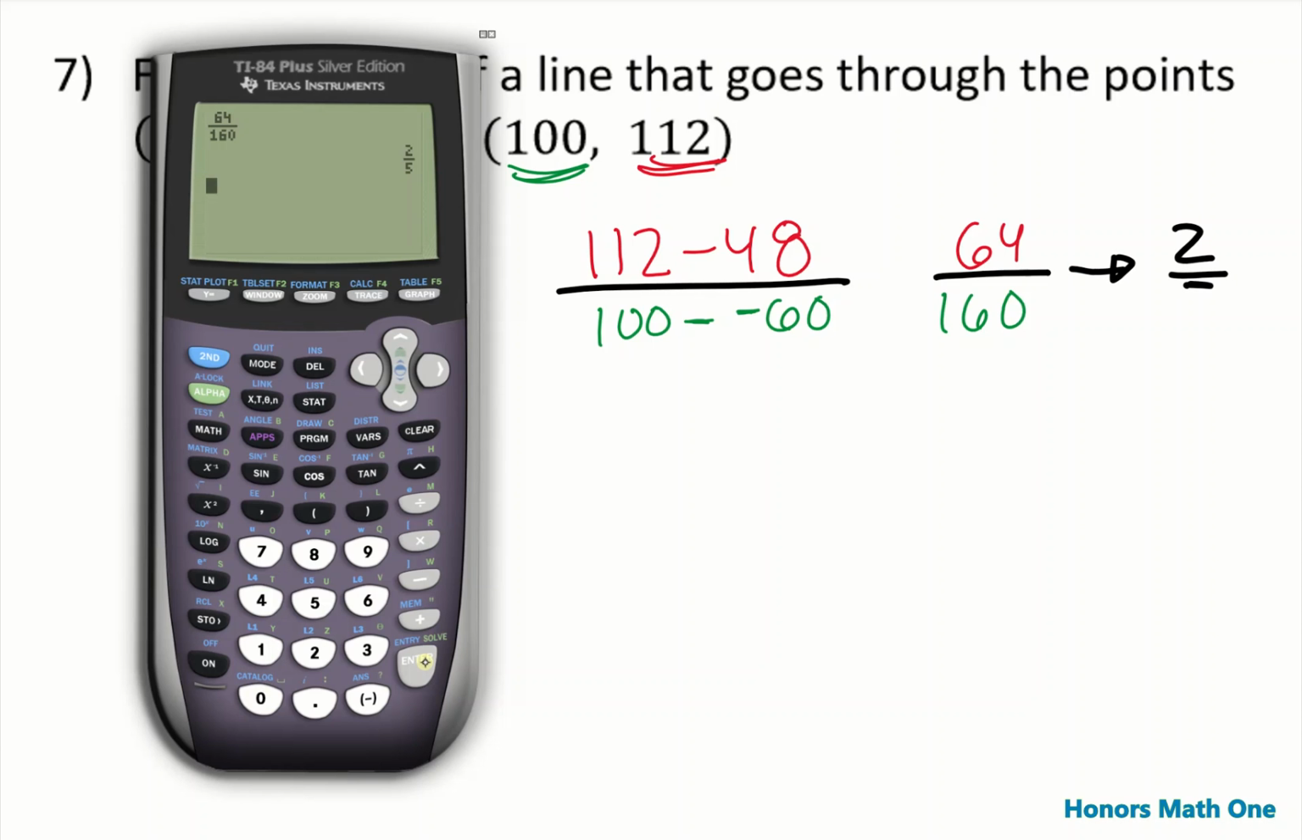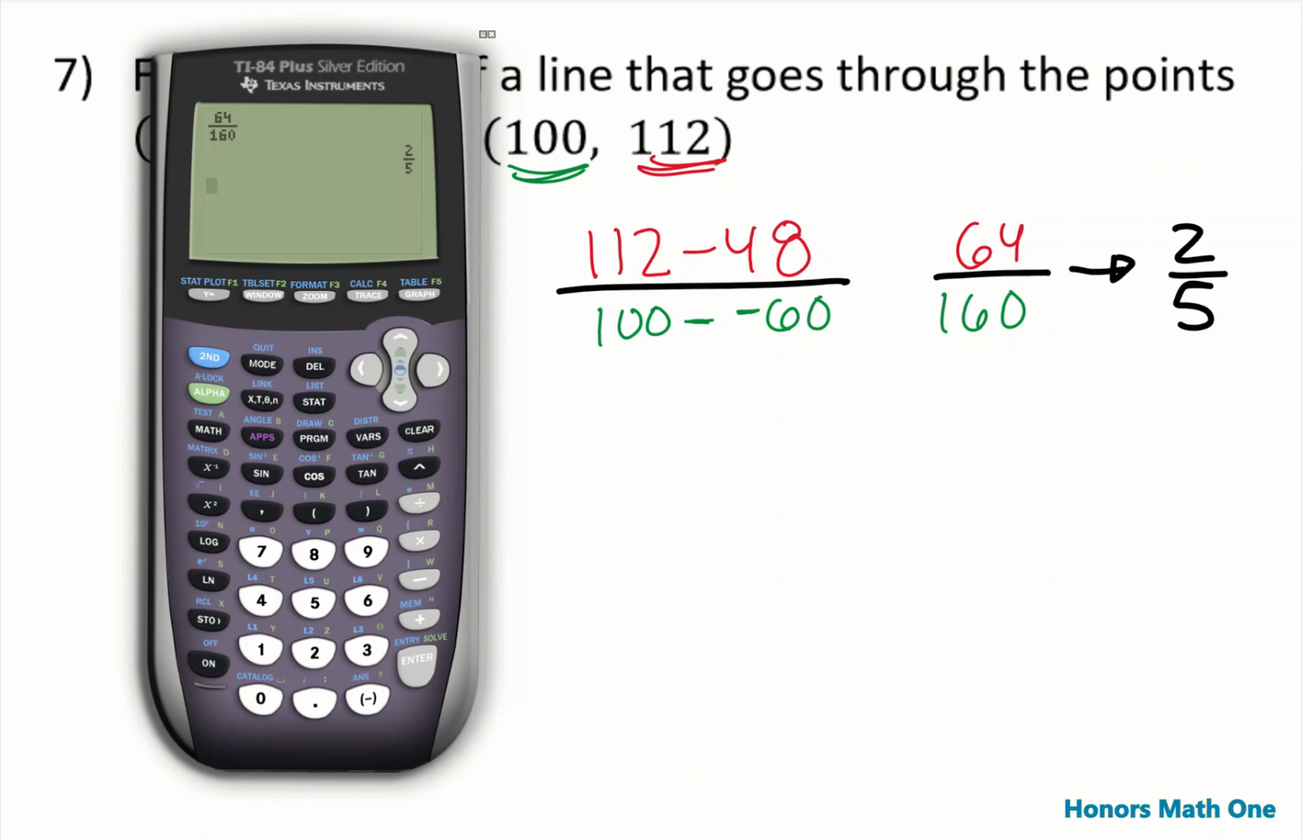And it's really important to write your slope this way because, look, if you're graphing this, there's no way you're going to go up 64 units and then over 160 units to the right, right? That's just not practical. But you could definitely travel from a point and go up 2 over 5, up 2 over 5. So there's a reason why we want to write this as a reduced fraction.